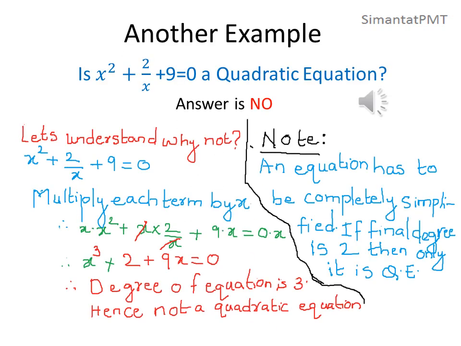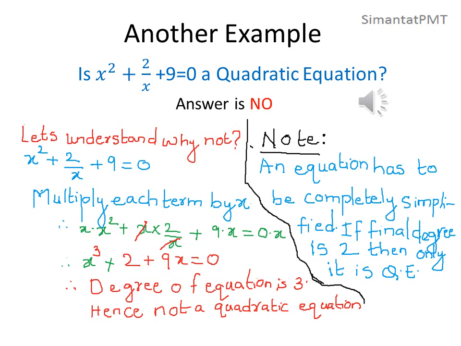Let's have a look at another example. Is x square plus 2 upon x plus 9 equal to 0 a quadratic equation? The answer is no. Let us understand why it is not a quadratic equation. See, first of all, this equation is not completely simplified. So step number 1 is to simplify this equation completely. For that, we multiply each term by x.